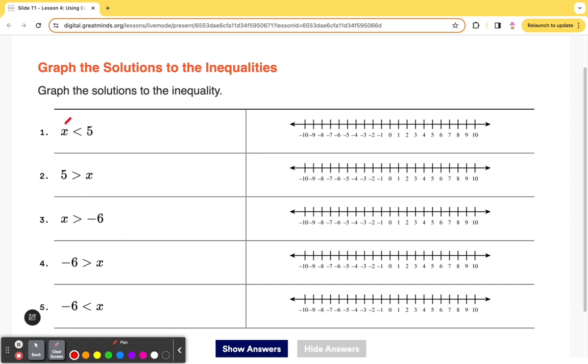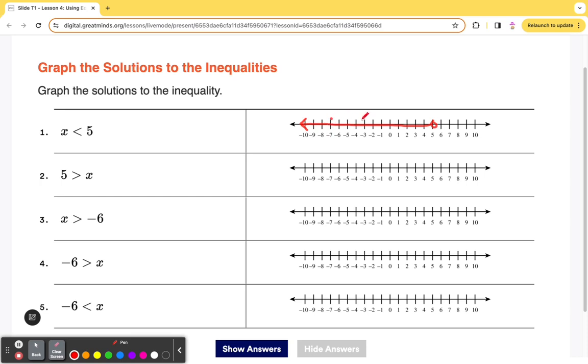So number one says x is less than 5. So we are graphing all of the numbers less than 5, and remembering that 5 is not less than 5, we would have to have an open circle. Sorry if this is a little messy, I'm using my mouse, not my iPad, which is not easy. So we would have an open circle on 5 and then our arrow would be coming down for all of these numbers.